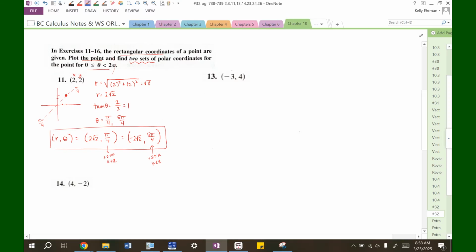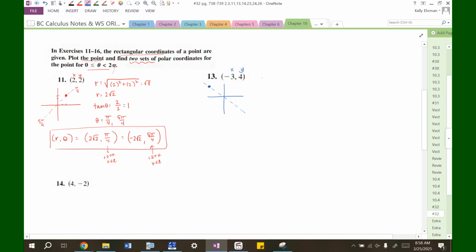Okay, for number 3, same thing. Let's plot the point first. So left 3, up 4. So we're in quadrant 2. And we want to figure out what angle this is. My two directions will be face this angle or go backwards.